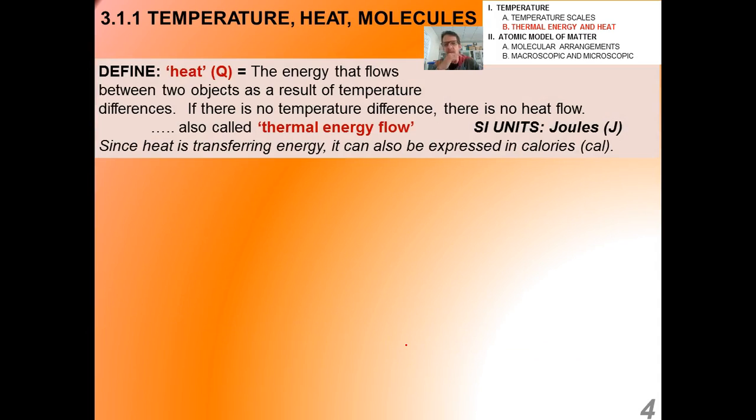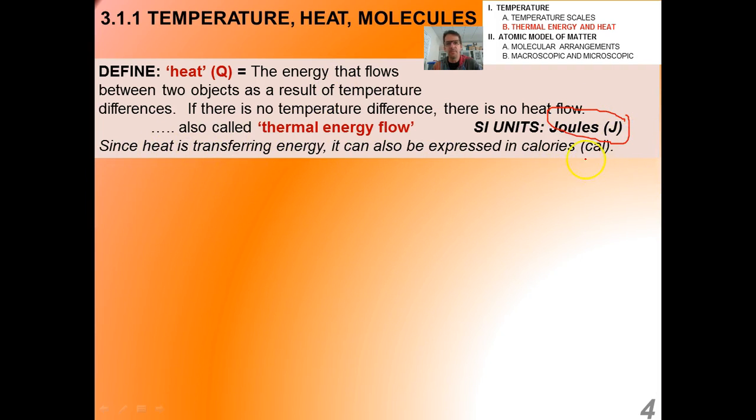Okay, so here's your physical definition of heat. And for heat, of course, we always use the term capital Q. All right, and what it is is simply the energy that flows between two objects as a result of a temperature difference. Okay, an object doesn't just have heat. I don't contain heat, you don't contain heat, but as soon as I touch something and there's thermal energy transferred from me to that something or vice versa, then that's what heat is, okay? If there's no temperature difference, there's no heat flow. Heat is also called thermal energy flow, and because it's energy, the SI units are joules, okay?